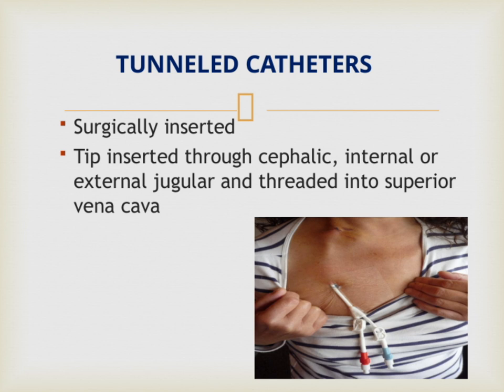So, the main points here are the surgical insertion technique, the pathways through which the catheter is inserted, either via cephalic or jugular veins, and the importance of threading the tip into the superior vena cava for optimal function. Understanding these details helps us appreciate how these devices are carefully placed to ensure safety and effectiveness in patient care.